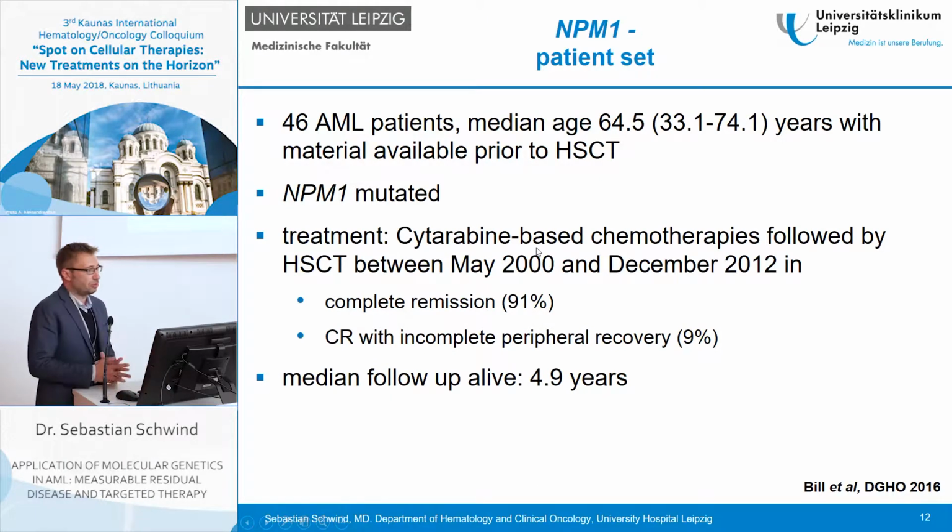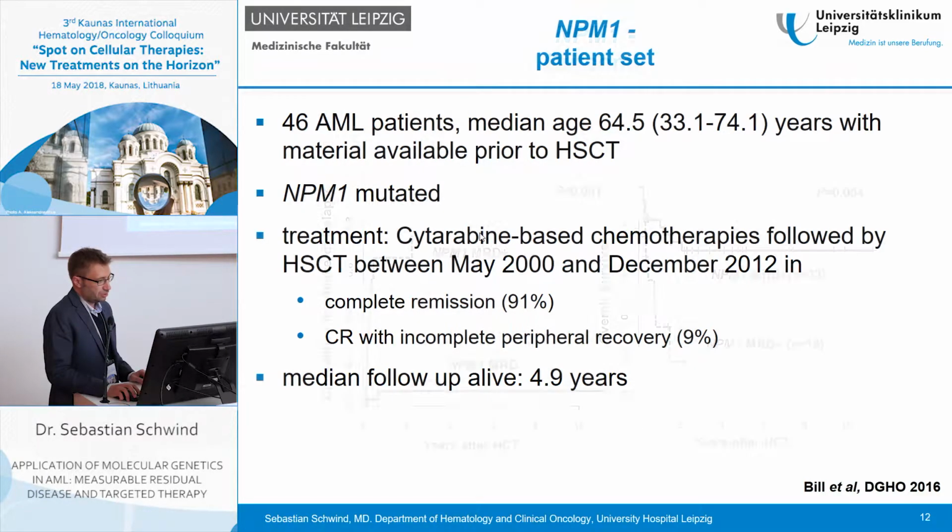At first, I want to show you what we did with our NPM1 mutated patients that we actually transplanted. So I give you an example of 46 patients with a median age of 64 years with material available prior to transplantation. All those patients have been in CR or in CR with incomplete peripheral recovery. They all were NPM1 mutated at the time point of diagnosis, and we could not detect the NPM1 mutation at time of transplantation with traditional PCR-based methods.